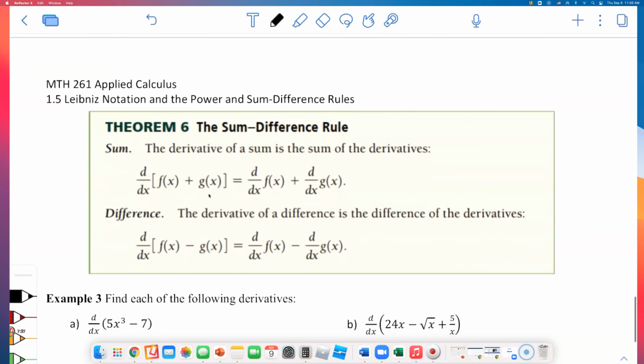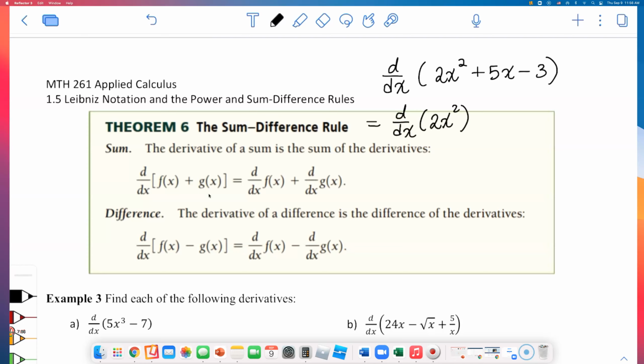Now, in general, it looks confusing, but all they're doing is this. If you're taking a derivative of a trinomial, of 3 things inside, for example 2x squared plus 5x minus 3, you can take the derivative of each of these separately and just add them together. That's what they are saying.